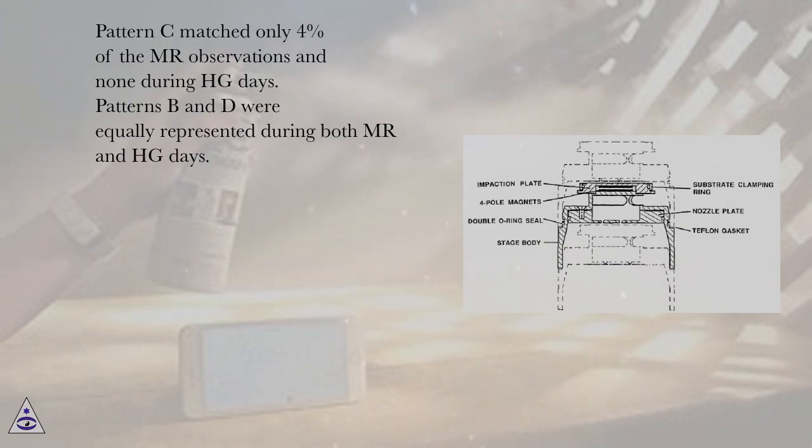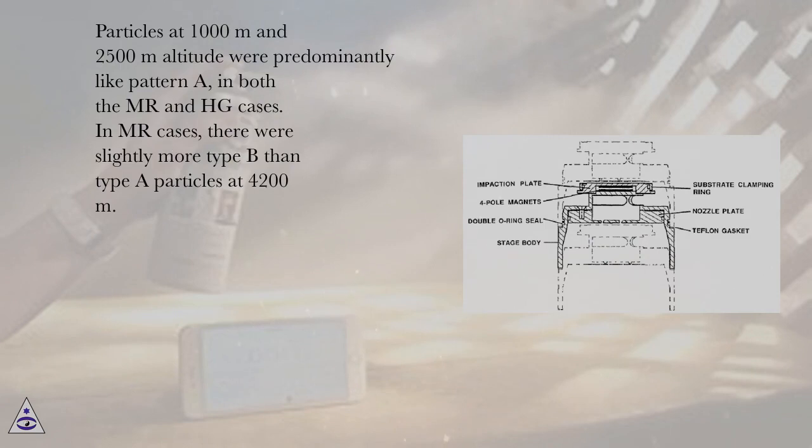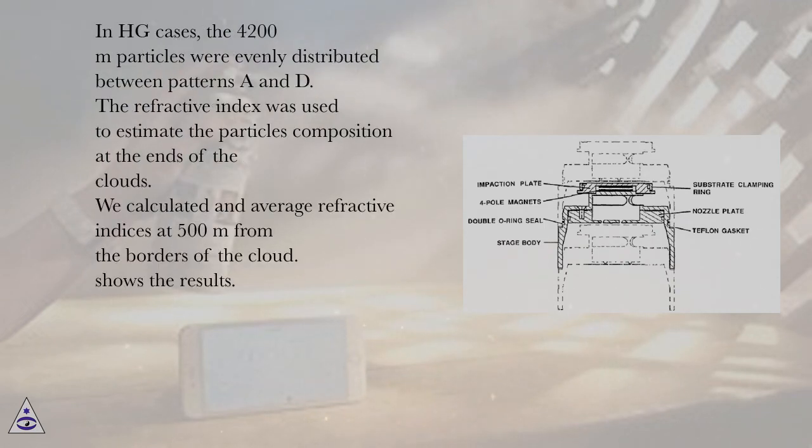Percentages of cloud processing signatures, derived from vertical profiles of particle properties and evaluation of particle size distributions, for the MR cases, bottom panel, HG cases, middle, and combined cases. There were no consistent trends with altitude between MR and HG days. Particles at 1,000 meters and 2,500 meters altitude were predominantly like Pattern A, in both the MR and HG cases. In MR cases, there were slightly more Type B than Type A particles at 4,200 meters. In HG cases, the 4,200 meters particles were evenly distributed between patterns A and D.